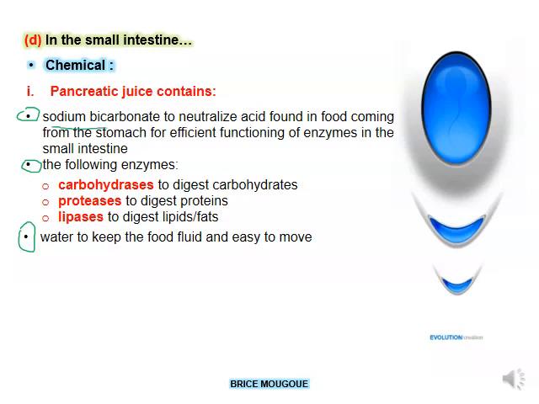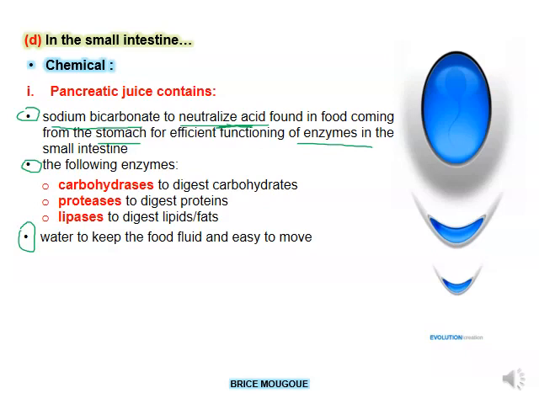So sodium bicarbonate will then be released so that it can neutralize, it can cancel the acid. It's like you're adding plus and minuses. The plus and minuses cancel one another. It can neutralize the acid which will be found in the food coming from the stomach. This is to allow enzymes in the small intestine to function efficiently.